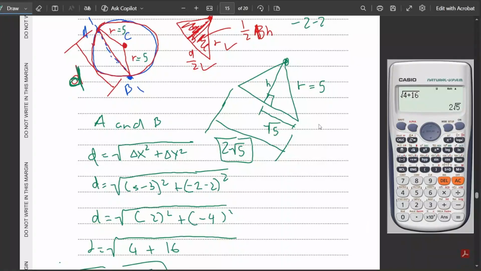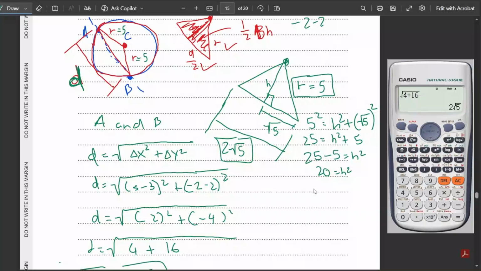And I could do that using the Pythagorean theorem. So the hypotenuse squared, the radius is the hypotenuse. So 5 squared is equal to the sum of the squares of the other two sides. 5 squared is 25. I have h squared, plus under root 5 times under root 5. What's that going to be? That's going to be 5. So you take the 5 to the other side, it becomes minus 5. And now 25 minus 5 is 20 equals h squared. Take the square to the other side, it becomes a square root. So your answer h is under root 20.